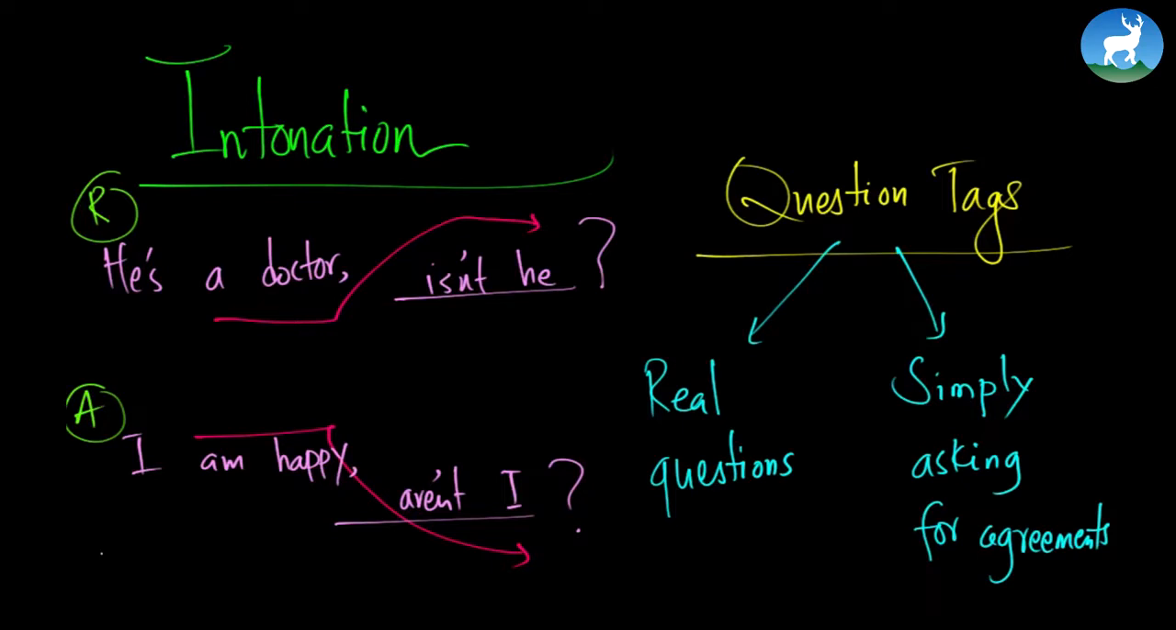He's a doctor. Isn't he? We don't say, he's a doctor, isn't he, with a falling tone. Right? The tone rises. He's a doctor. Isn't he? And in the second case, this is not even a real question, so the tone falls. I am happy. Aren't I? It's not something like, I'm happy, aren't I, with a rising tone. That is wrong. You see? That is the whole idea. This is what we call rising intonation, and this is what we call falling intonation. Rising tone and falling tone.